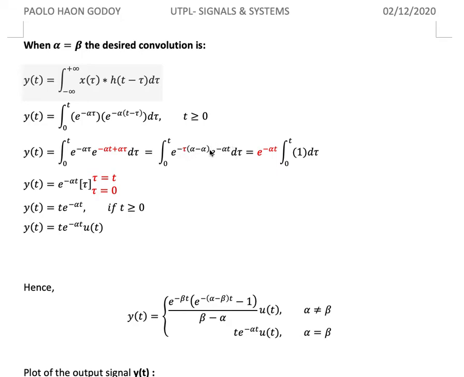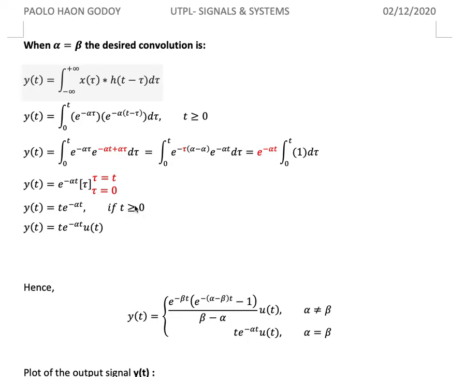Now also, keep in mind that this part here is also a constant part. These are all constant values because this integral is being integrated with respect to tau. So we integrate that. In this case, it's just going to be 1. The integral of 1 with respect to any variable is just going to be the variable itself. In this case, it's tau. Now we solve the limits when tau is equal to 0 and tau equals t, and we get this value here. t times e to the minus alpha t. Of course, that happens when t is more than or equal to 0.